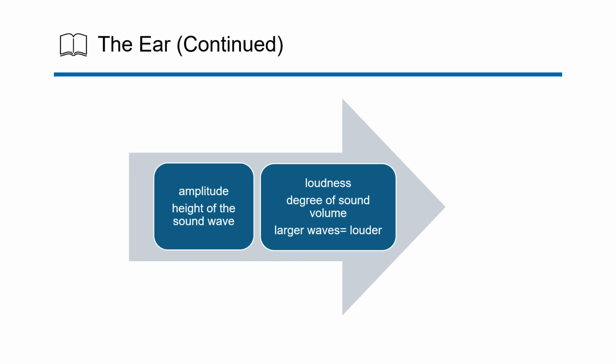Let's talk about amplitude and loudness. So amplitude refers to the height or intensity of a sound wave. So it represents how much energy the wave carries. So a larger amplitude means the sound wave is more intense, while a smaller amplitude means it's less intense. So what amplitude will help us determine is how loud a sound is perceived.